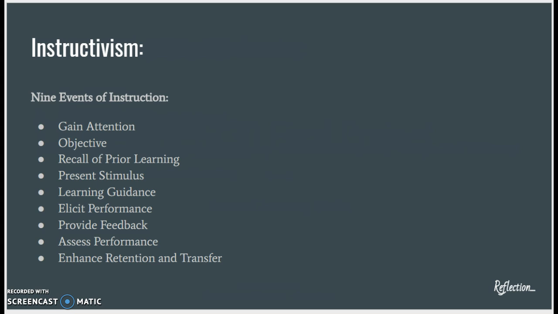Gagne's theory of instructivism is the last theory in this course. My major takeaway from this theory was the 9 events of instruction. These are the elements that must be in place in a lesson in order for the lesson to be most meaningful to the learner. The 9 elements are gaining the learner's attention, informing the learner of the objective, stimulating recall of prior learning, presenting the stimulus, providing learning guidance, eliciting performance, providing feedback, assessing performance, and enhancing retention and transfer.